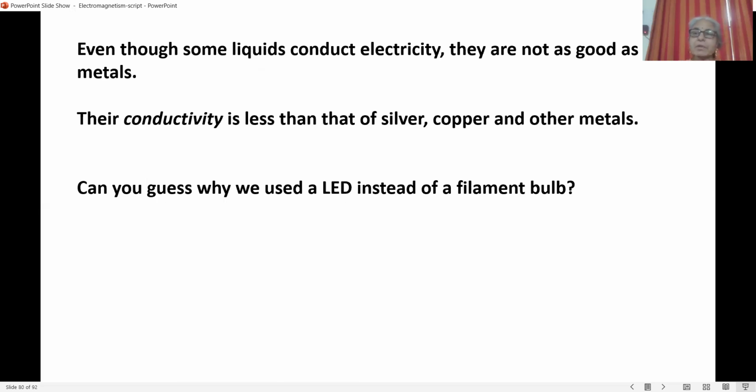So even though liquids allow electricity to pass through them, they do not allow it to pass through as freely as the metals do. The conductivity of the liquids is less than the conductivity of metals. A small amount of current only can pass through liquids. Now, can you guess why we used an LED bulb instead of the filament bulb we used earlier?